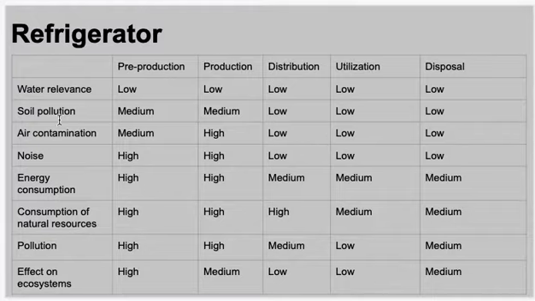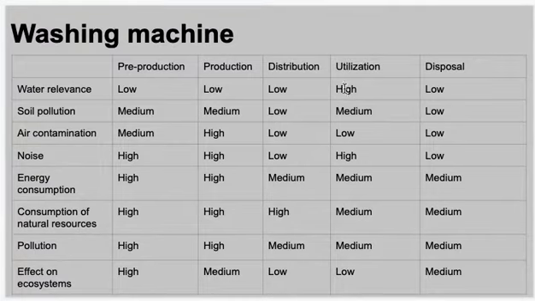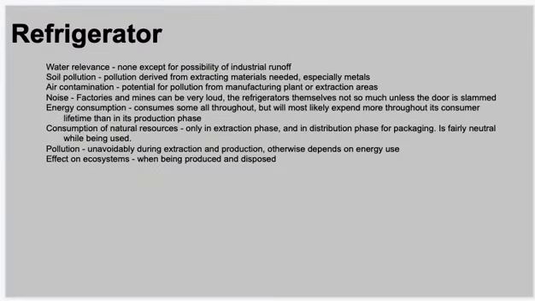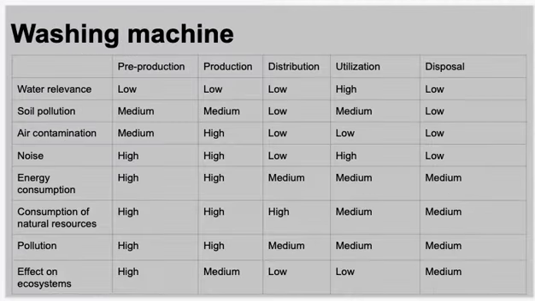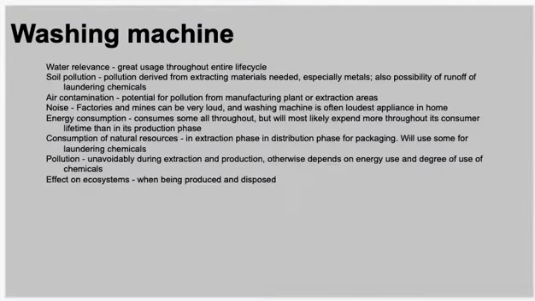So a refrigerator, pre-production, does not use a whole lot of water, right? Throughout the whole phase, it doesn't use a whole lot of water. But if you look at something like a washing machine, in the utilization, it's going to use a lot of water. So this is just a way to communicate the impacts on the environment that this product has, okay? So refrigerator, here's a little bit more information. This is kind of a summary about the refrigerator. Here's the table for the washing machine. Here's the summary for the washing machine.